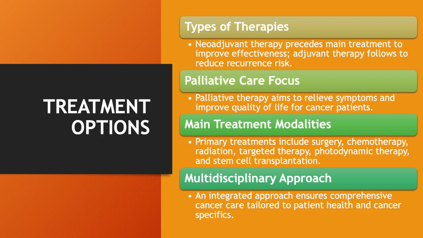Cancer treatment often involves multiple strategies, and timing matters. Neoadjuvant therapy is given before the main treatment, usually surgery, to shrink tumors and improve effectiveness. Adjuvant therapy follows the primary treatment to reduce the risk of recurrence.